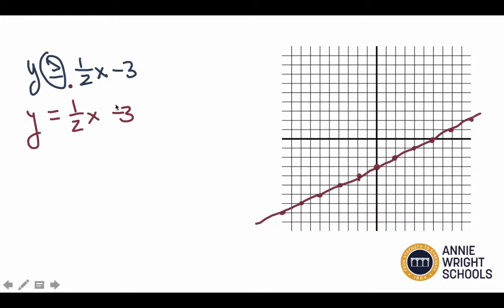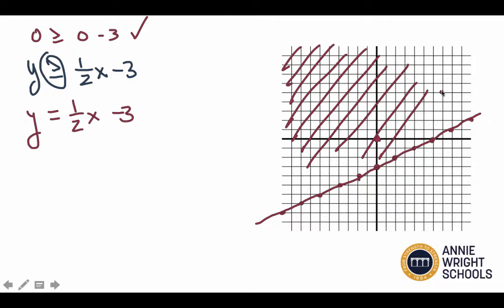Now the best way to graph this is plug in a point that's not on the line, like 0, 0, and see if you get a true statement. Is 0 greater than or equal to 0 minus 3? Plugging in 0 for x, you get 0 times 1/2, which is 0, minus 3. And the answer is yes, that's true. So then all of these dots up here represent the places where y is greater than or equal to 1/2 x minus 3. So you shade this part of the graph. Your answer is no longer a line, it is a whole region of points.